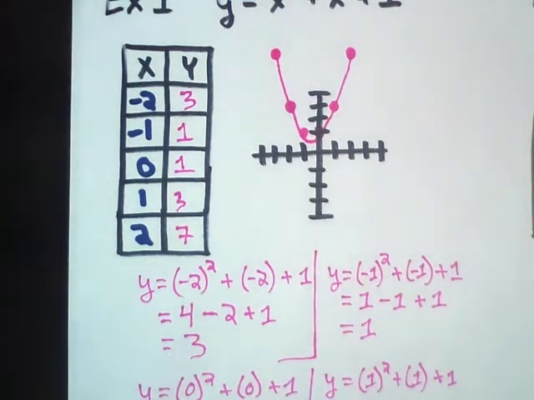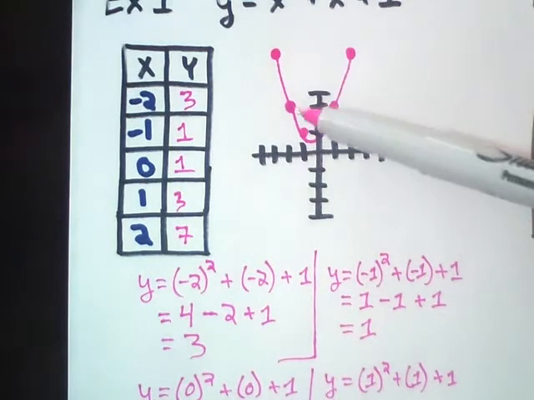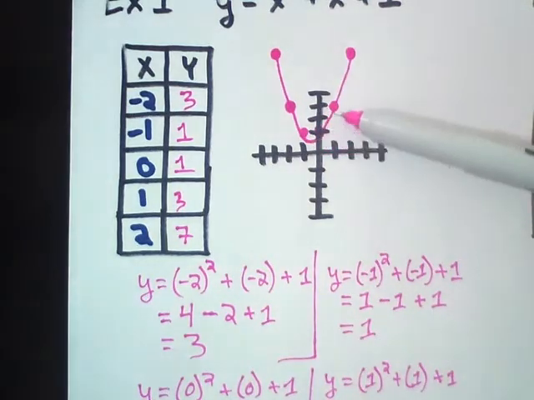Now, some things to note. In our previous example, we always found this one unique point that kind of turned the graph in a way. And it really helped create the U.